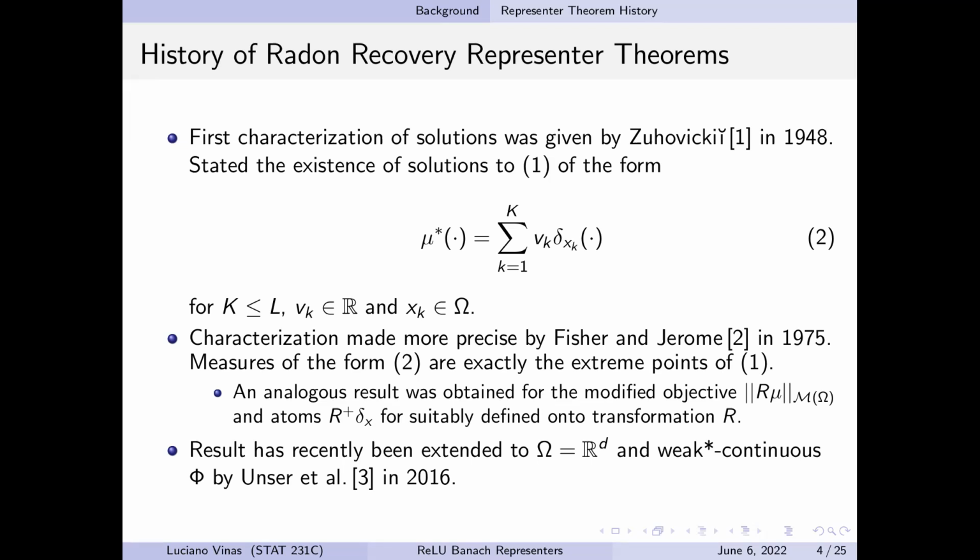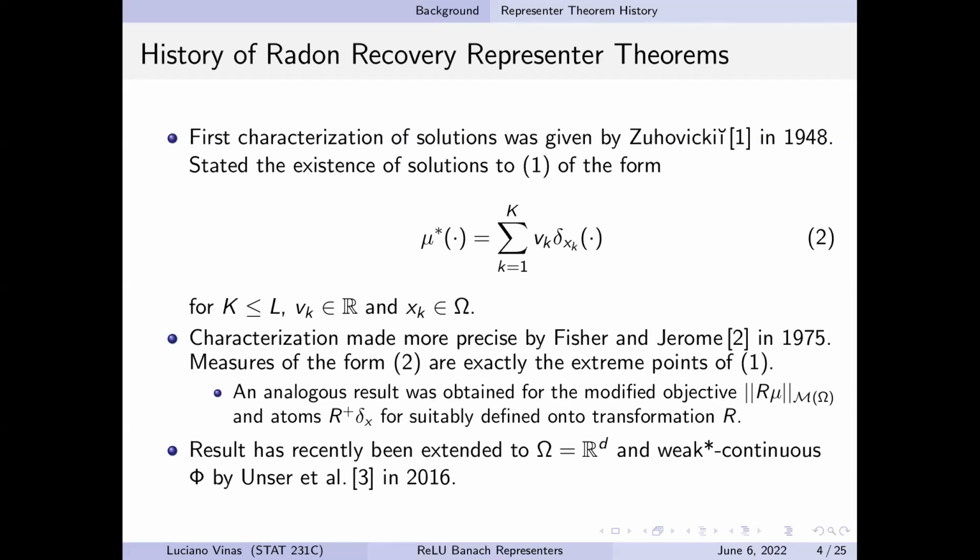And so this characterization by Zuhovickii was made more precise by Fisher and Jerome in 1975. And what they showed is that measures of these forms are actually extreme points of the solution sets. An extreme point is a point on a convex set that no line segment contains in its interior. So you can think of it as the furthest point. If you had a convex solution set, these are some of the furthest points you can have, right?